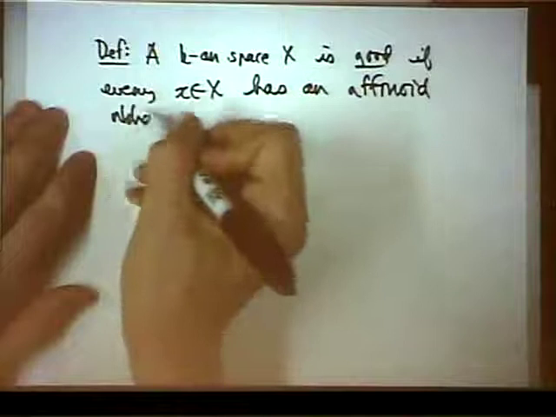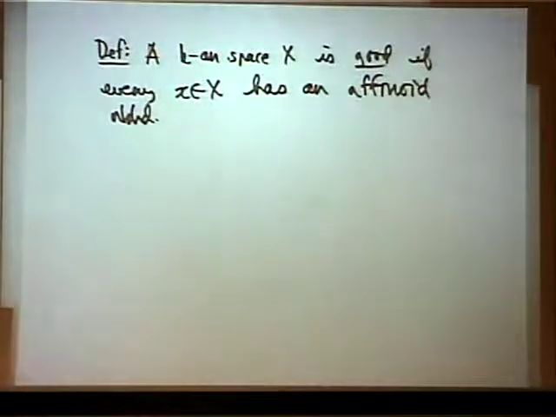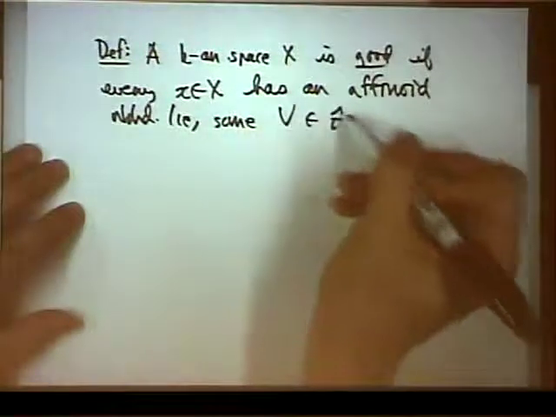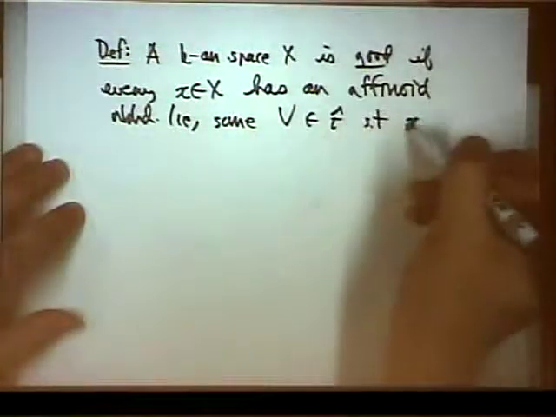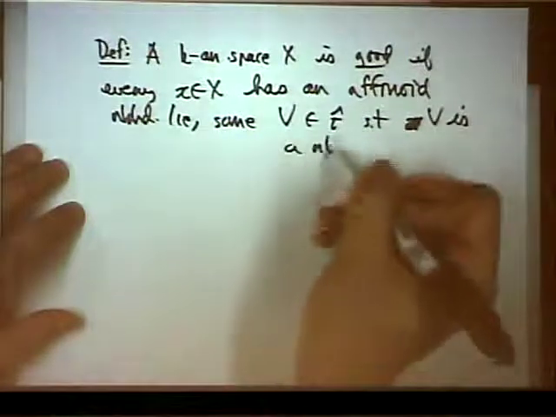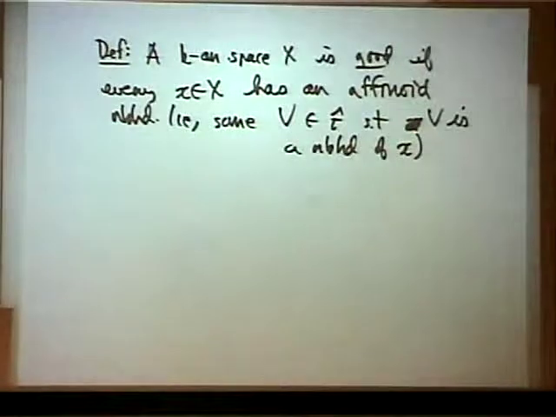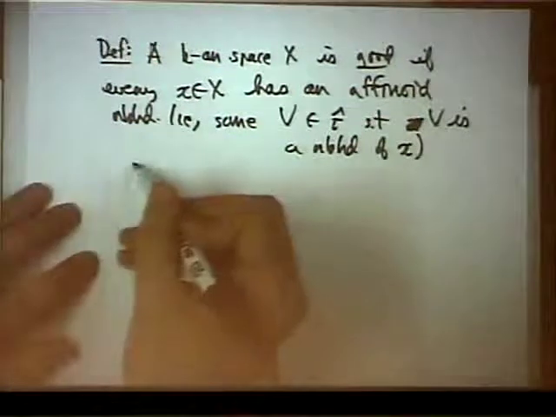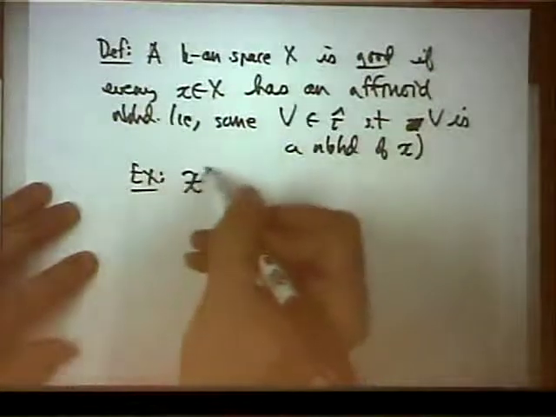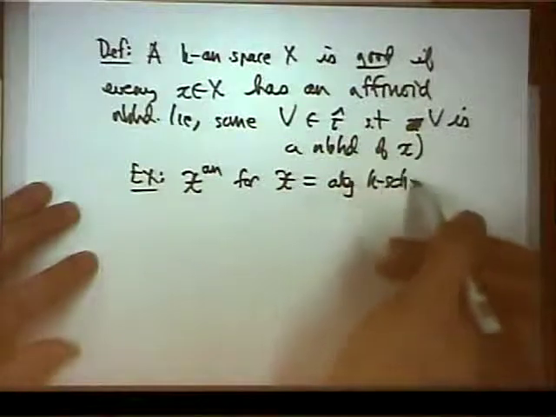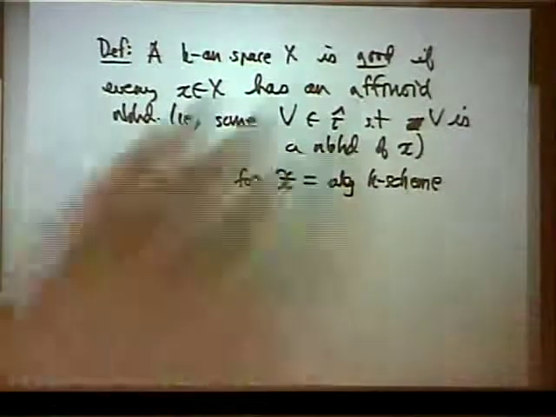And to make sense of that, what I really mean is some member of the associated maximal atlas so that V is a neighborhood of X. That's maybe the simplest way to think about it. And as I mentioned at the outset, there are k-analytic spaces that are not good, but the ones that come from algebraic geometry, for example X^an for X an algebraic k-scheme, are always strict and always good.